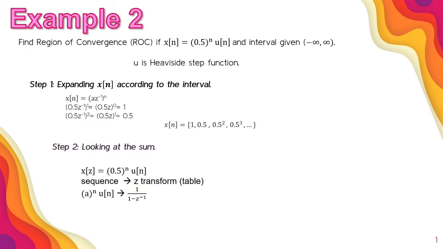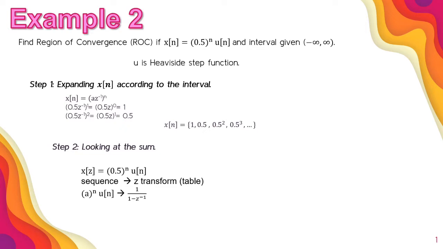Assalamualaikum warahmatullahi wabarakatuh. My name is Hanan binti Hassan. Now we will explain example 2. Find the region of convergence, ROC, if x(n) equals 0.5 to the power of n times u(n) and the interval given is negative infinity to infinity. u(n) is the Heaviside step function.